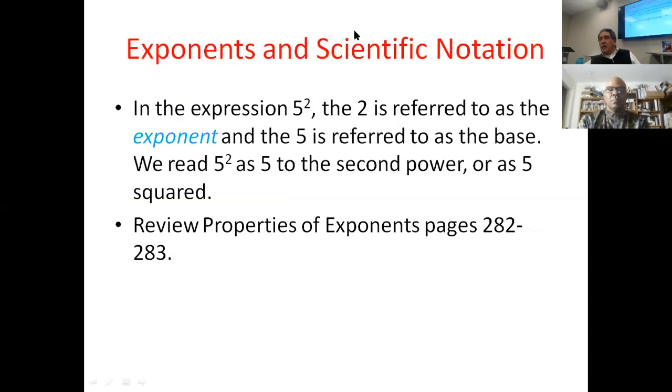Oops. Exponent and scientific notation. When you have this kind of expression, 5 to the power of 2, 2 is referred to as an exponent. And when we have, let's say, 2.4 times 10 to the power of 2, that is called scientific notation. We read 5 to the power of 2 as 5 to the second power, or 5 squared. And the 2 is considered an exponent.